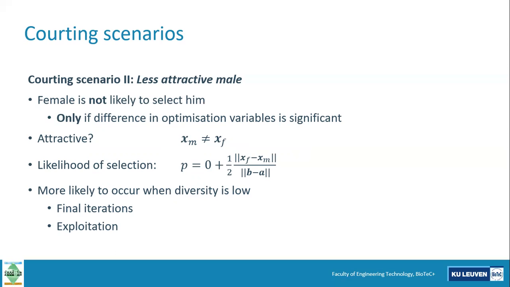Therefore, attractiveness is now translated in a big difference of optimization variables. And the magnitude of this difference influences the likelihood of a female solution selecting the male one. Now, once solutions start converging to the Pareto front, the difference in popularity indexes will decrease as the number of non-dominated rank will also decrease. And so this courting scenario will most likely take place during the second stage, the exploitation stage of the optimization process.